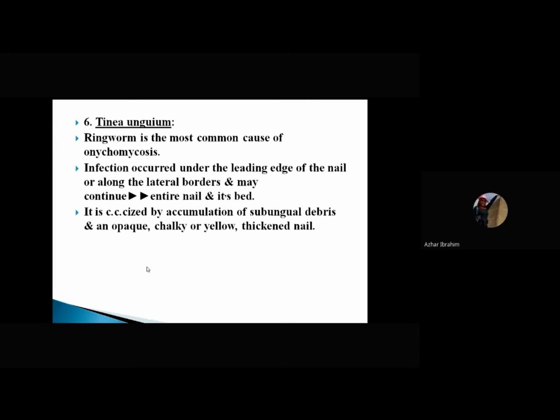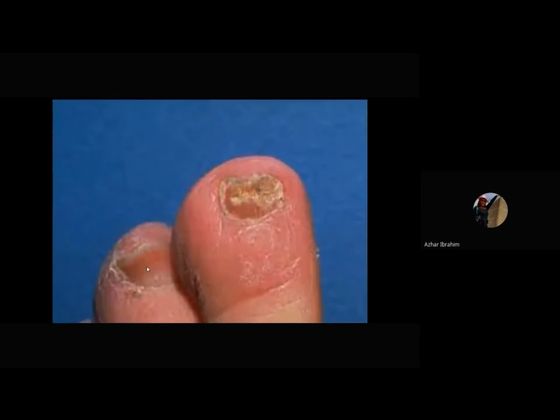What are the symptoms of the disease? We can see accumulation of subungual debris, so the nail becomes thick. It appears opaque, chalky, or sometimes yellowish in color, with thickness of the nail because of this accumulation of subungual debris. This is onychomycosis or tinea unguium, as you see here. This is deformed because this is a nail infected with dermatophytes.